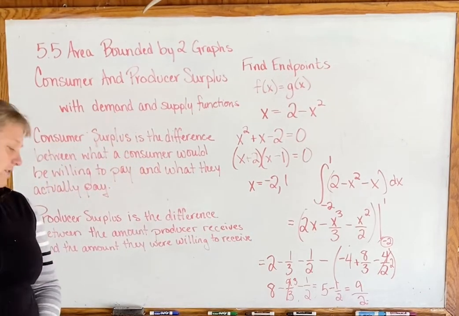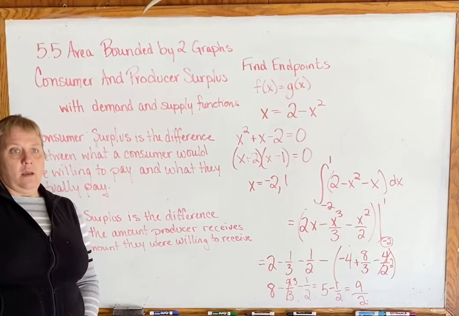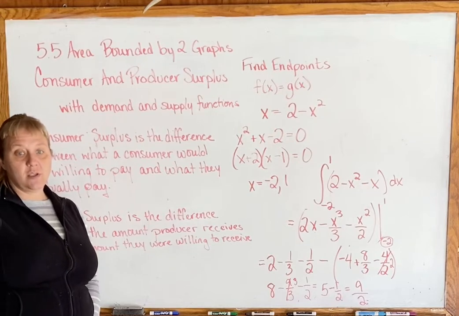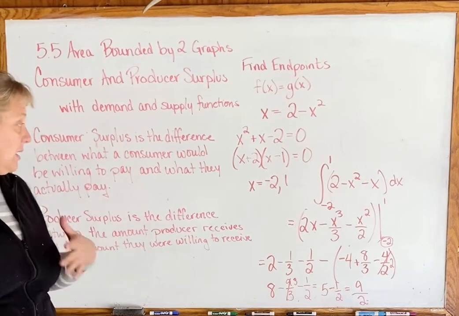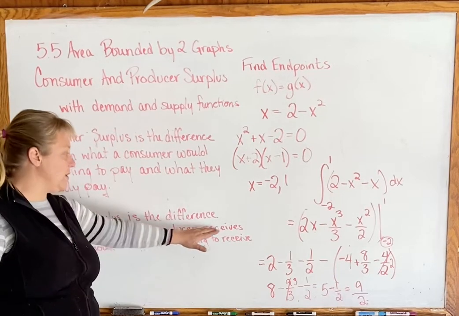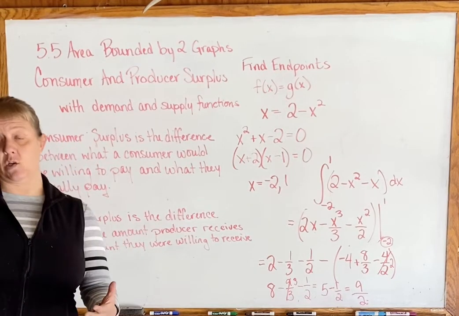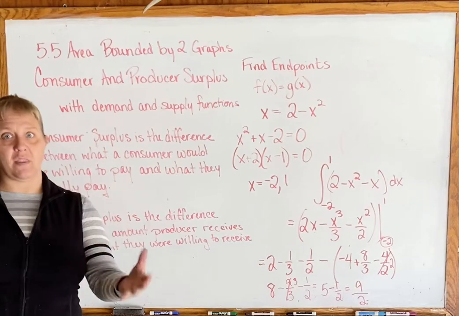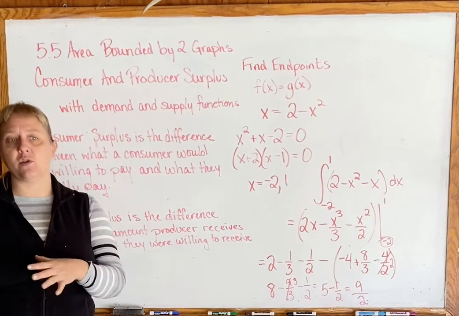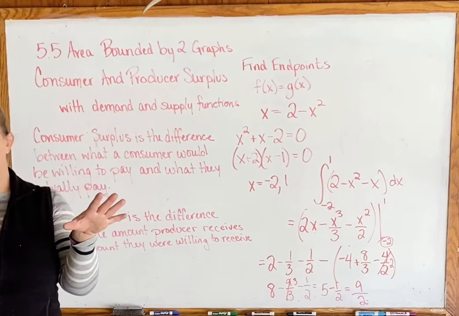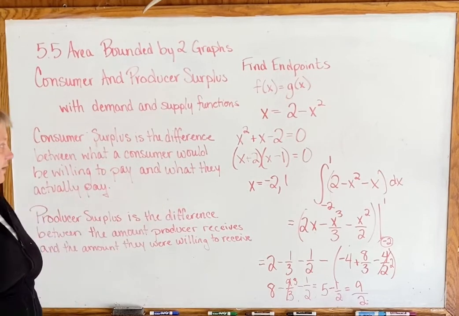Okay, so the idea there is that the producer is going to produce the product, and certainly the producer would like to make a hefty profit on it. So there's the amount the producer actually receives, but there was also a base amount that the producer was willing to receive. That's like when you put things on sale, that's going down to that base amount. So what was the producer willing to receive besides what they were actually selling it for? And there's a little bit of a difference there.